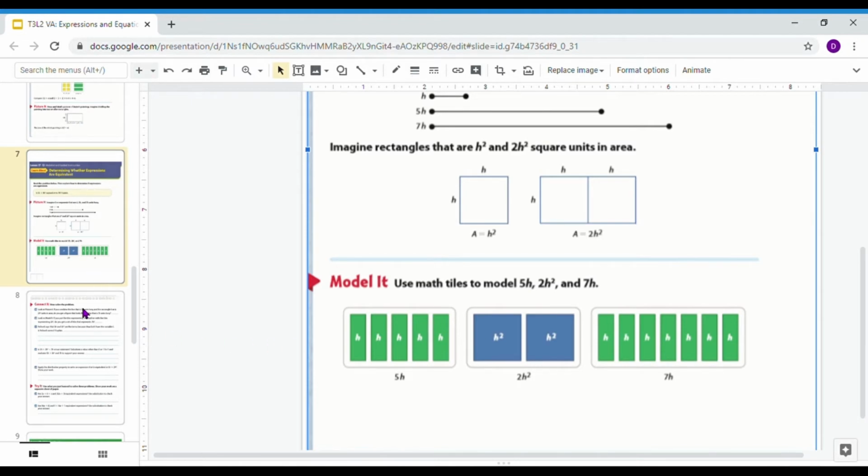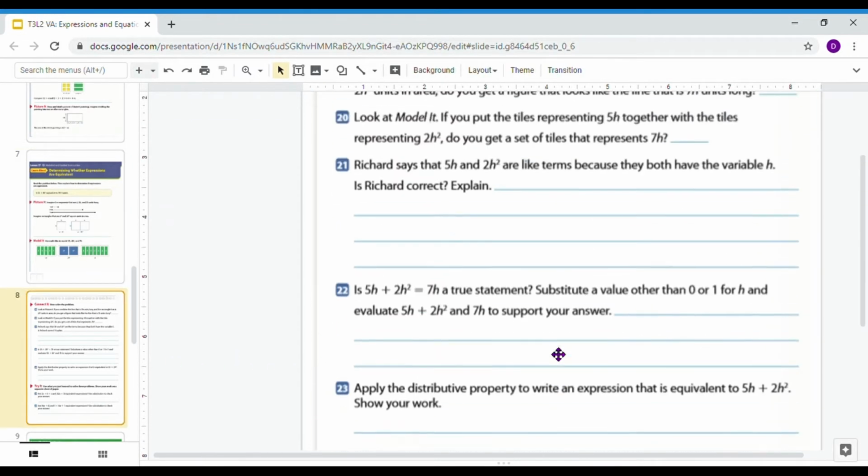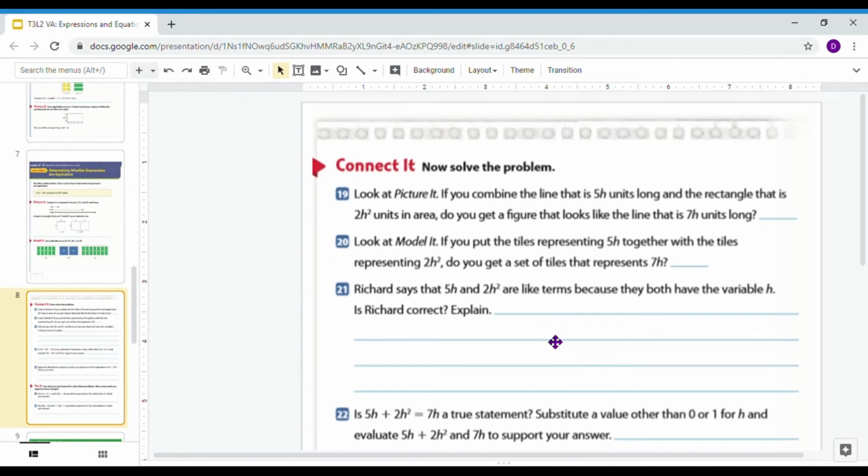So as we are doing the connect it problems on page number 116, you really need to be looking back at your picture it and model it that are on page 115. And I know that you're going to have to kind of turn your page back and forth, but it's extremely important to make sure you're going back and forth.